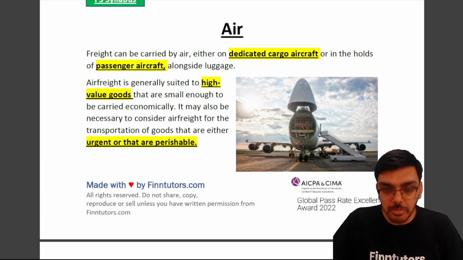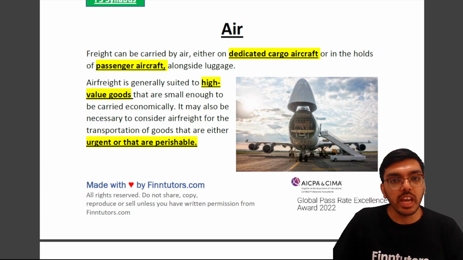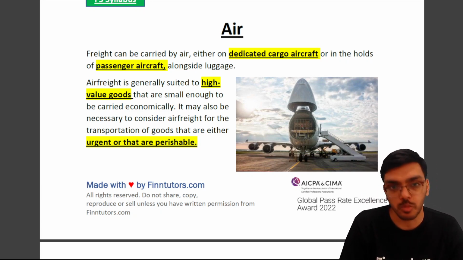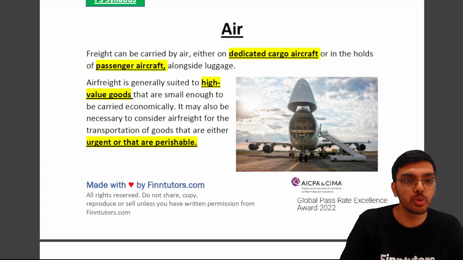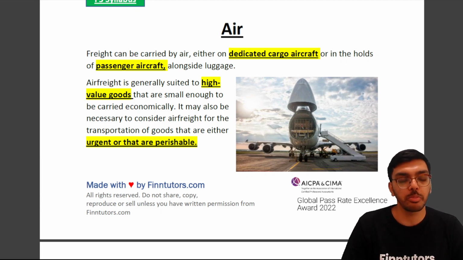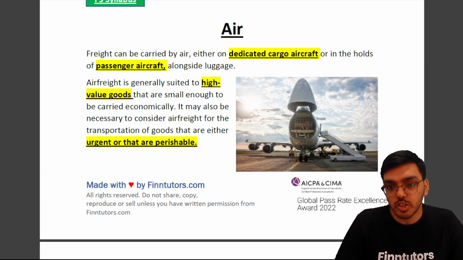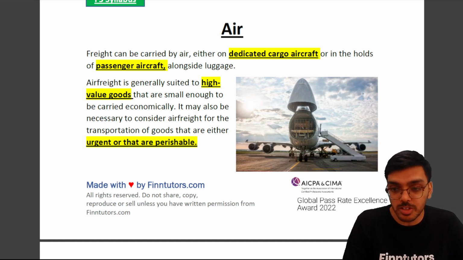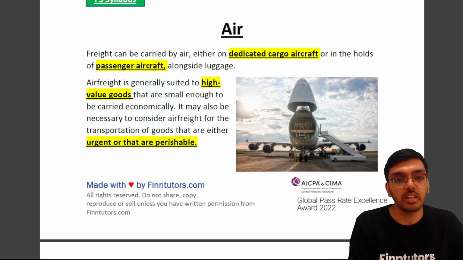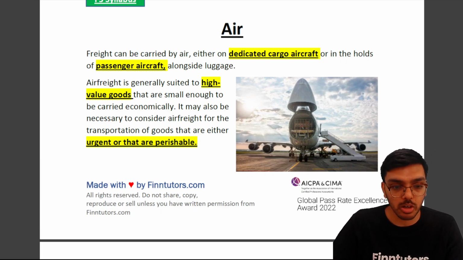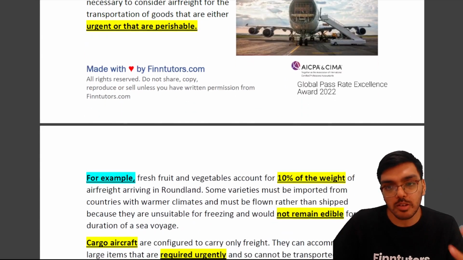Now, freight can be carried by air, either on dedicated cargo aircraft or in holds of passenger aircraft alongside luggage as well. Air freight is generally suited to high value goods that are small enough to be carried economically. It may also be necessary to consider air freight for the transportation of goods that are either urgent or perishable. So what's the major difference between sea transport and air transport? Air transport is obviously more expensive. Plus, it cannot facilitate the movement of any size of goods. It's generally used for urgent, perishable goods because of the value and the price of air transport.